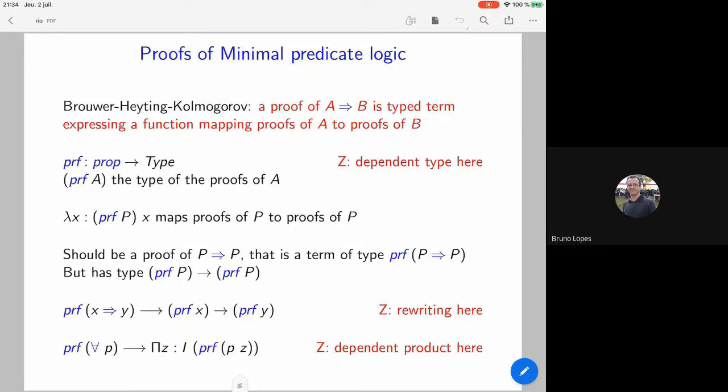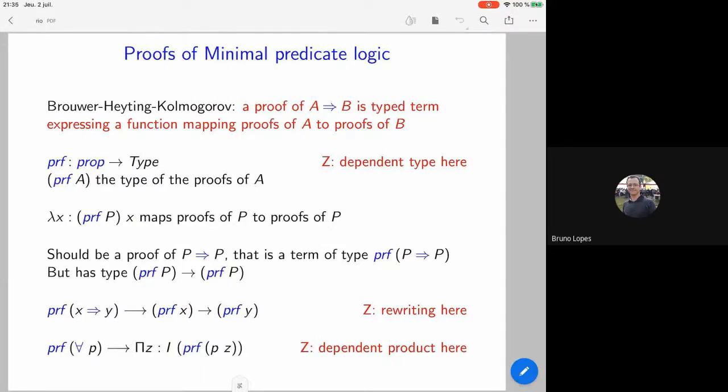And we do the same thing for the universal quantifier. Again, the Brouwer-Heyting-Kolmogorov interpretation tells us that proof of for all P should be a function mapping any element Z in I to a proof of P of Z. And this is what we are expressing here. And you see that the arrow has to be generalized to a dependent product because we have dependent types. So it is possible that we build this function that takes as an argument an object Z and returns a term which has the type proof of P of Z, where Z occurs. So we cannot just write this type I arrow something. We have to use this dependent product.